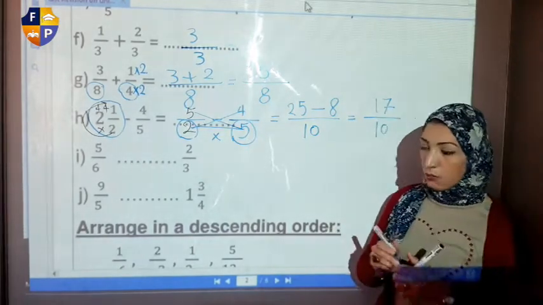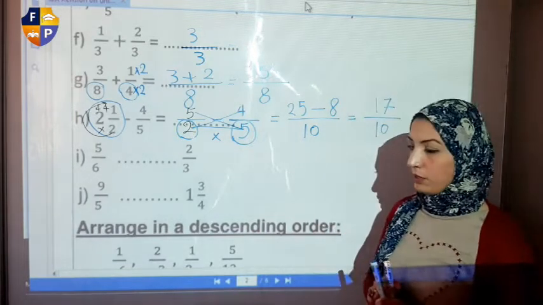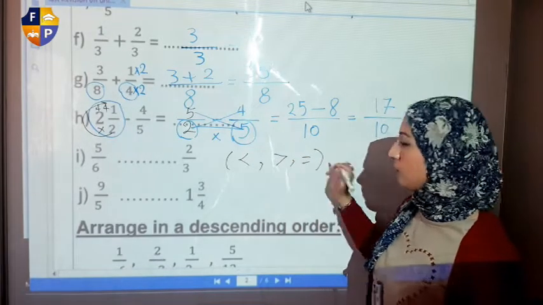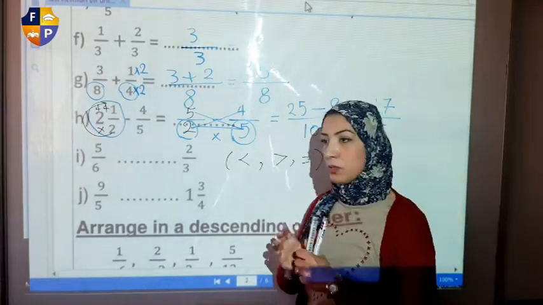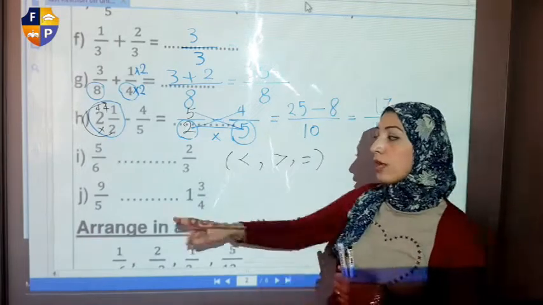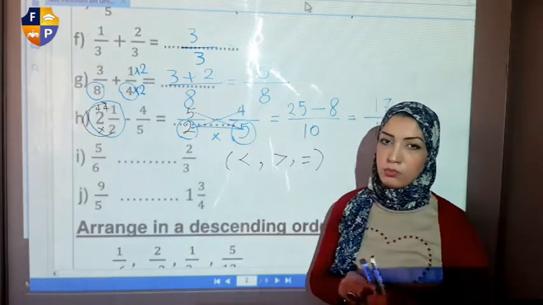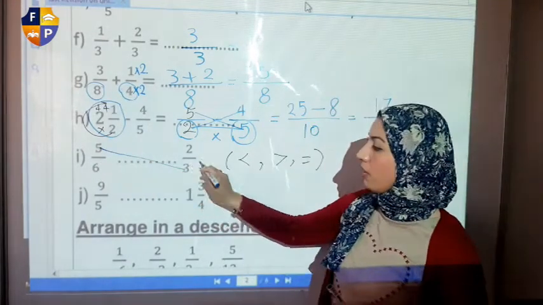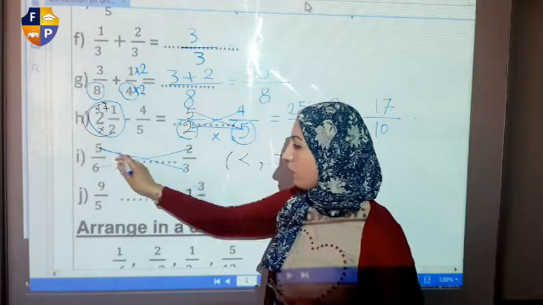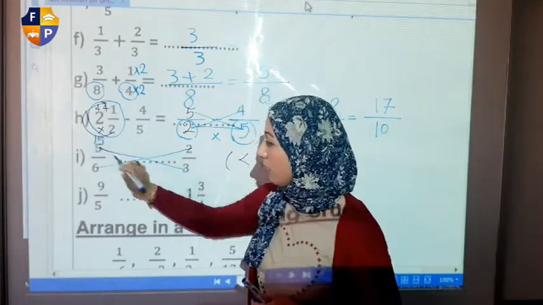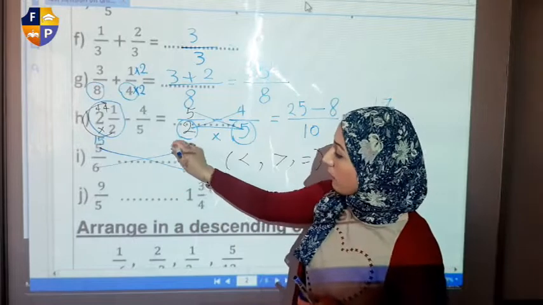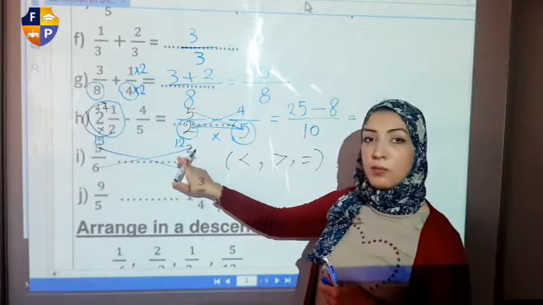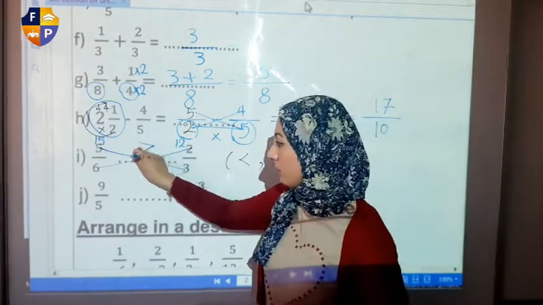Next one, 5 over 6 and 2 over 3. Here we want to compare two fractions. As we said before, we have to make a circle around the common number. But here we don't have a common number. So in this case, we will make cross multiplication. We will join 5 with 3 and 2 with 6. So 5 by 3 equals 15. 2 by 6 equals 12. So here we have 15 and here we have 12. So the greatest number is 15.